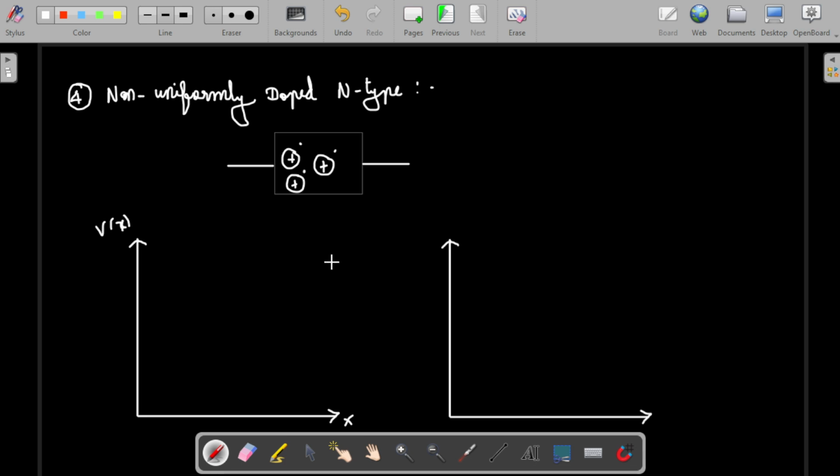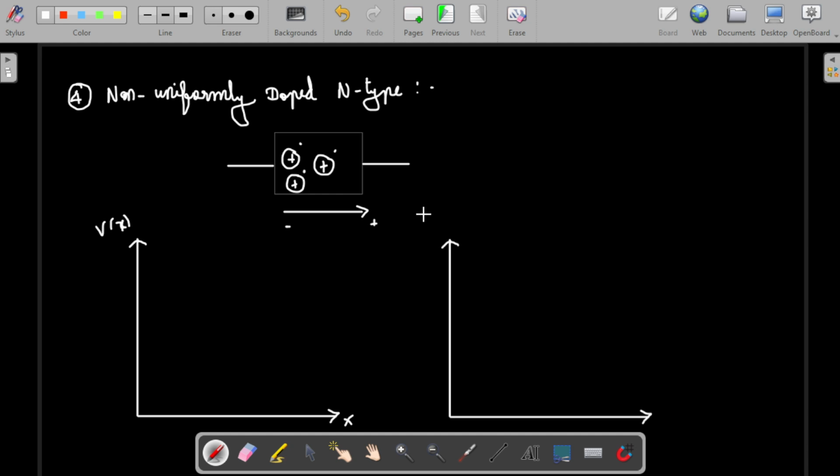Because of this inbuilt electric field variation, there will be electric field produced in this direction. Then you guys can answer from which direction the voltage and electric field will be. So the electric field will be pointing from positive to negative. So the electric field variation is from this direction to this direction. So we can clearly state that the energy band variation will happen in this direction.